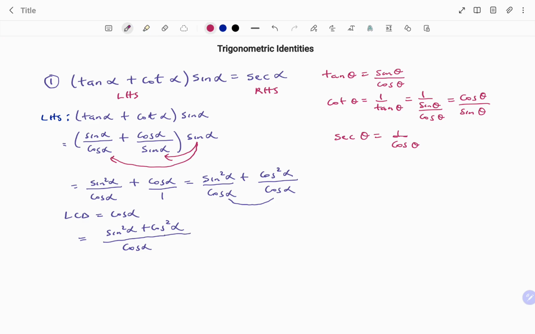Using the trig identity that states that sine squared theta plus cos squared theta equals 1, my sine squared alpha plus cos squared alpha will become 1 over, still have the same denominator, cos alpha, and using the trig identity that states that sec theta equals 1 over cos theta, my 1 over cos alpha becomes sec alpha, and that is equal to my right-hand side as shown. Let's look at another example.